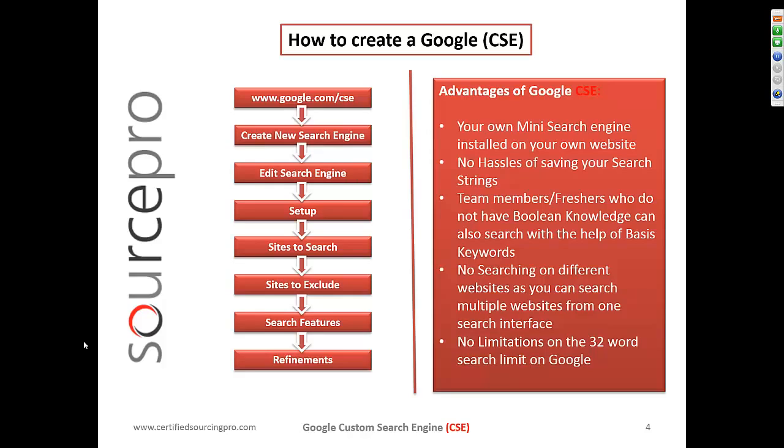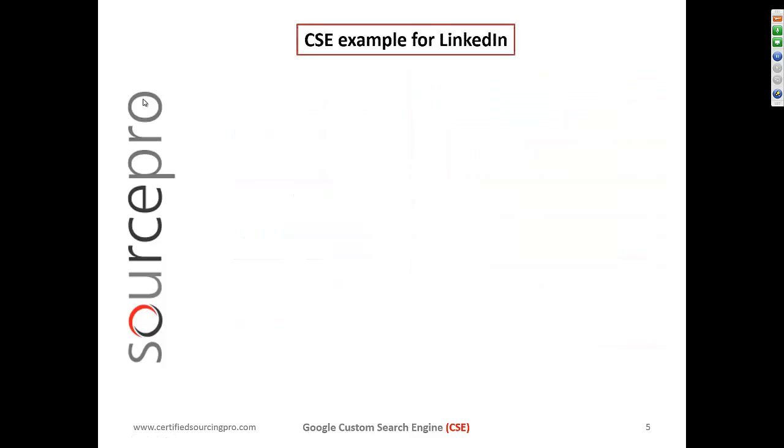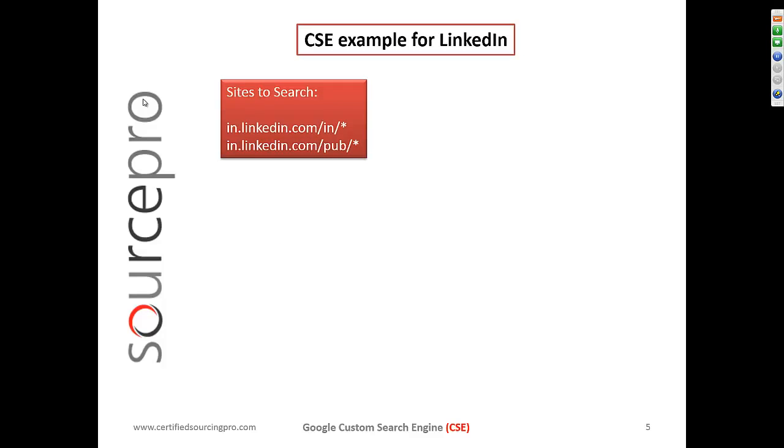Now Google has a limitation of 32 words, which you can work around by using this custom search engine. Basically you're refining a lot of keywords or Booleans so that under different tabs you can get different results. So this is how the custom search engine works.